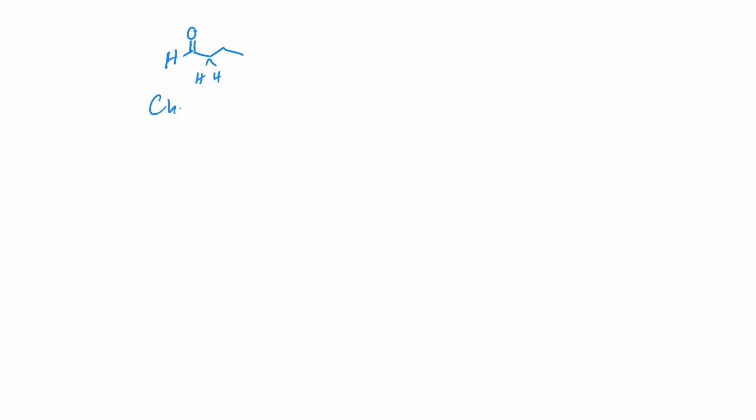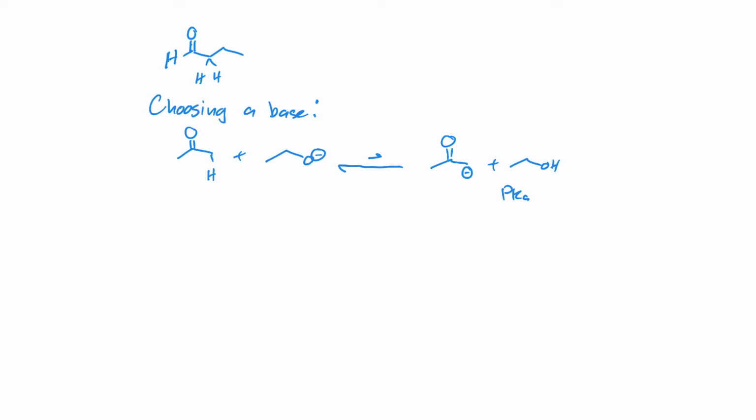So now, what base would we use to affect these deprotonations? Well, let's refresh our memory from chapter 3. What if we used acetone and ethoxide? We're going to find that the equilibrium lies far to the left. How do we know that? Well, we can look at the pKa's of the acids. And you can find these in chapter 3 or inside your textbook. I think the front cover might have that.